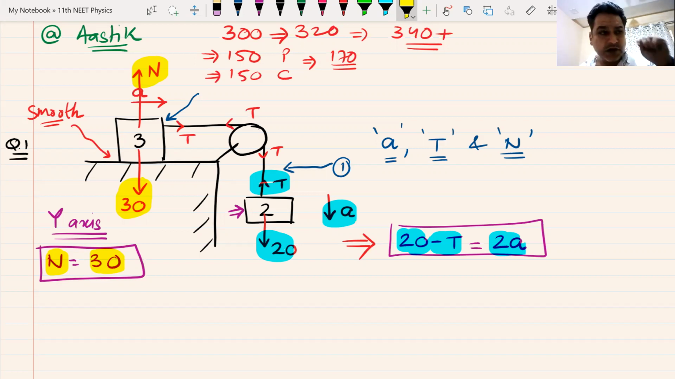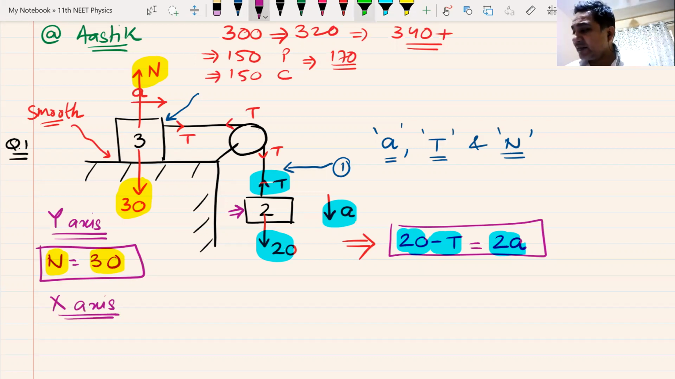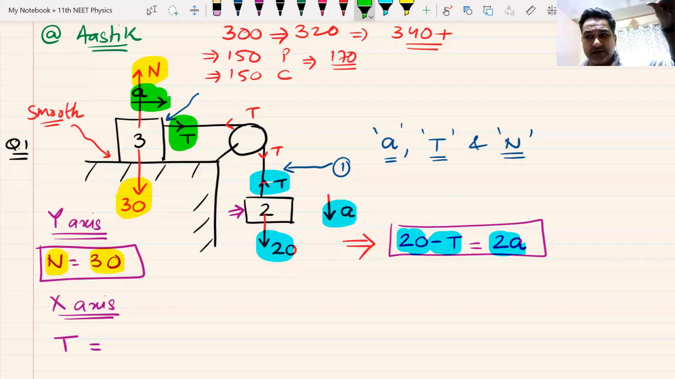Okay. Now let us look at the equation along the x-axis. What do we have along the x-axis? The green one: T, we have a tension T along the positive x-axis. There is nothing on the left-hand side. The only force is T. Now this T is the net force and that must be equal to mass into acceleration. I've already marked the acceleration in green. It's forward. So mass is 3.